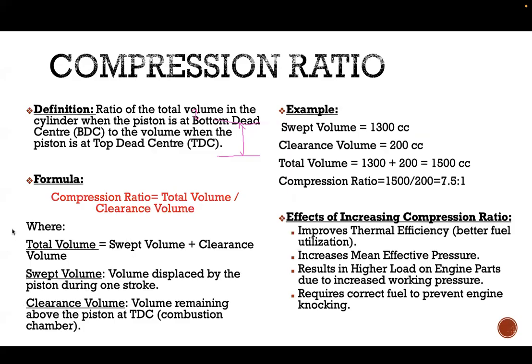Now, when we talk about compression ratio, it is the ratio between your total volume and your clearance volume. When your piston is moving down, it is going to take in fuel, a lot of fuel. In your compression stroke, your fuel is going to be compressed within the area of whatever clearance volume you have. So we get the formula: compression ratio is equal to total volume by clearance volume. That is how much fluid can be held in your cylinder relative to the clearance volume that your fluid is compressed into, and that gives us our compression ratio.